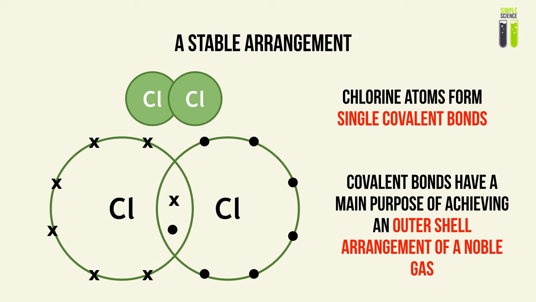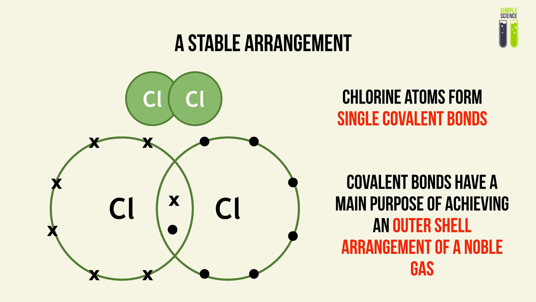So elements naturally tend towards this. When we observe chlorine in nature, in real life, it will naturally exist as 2 atoms forming a chlorine molecule because it's tending towards stability.